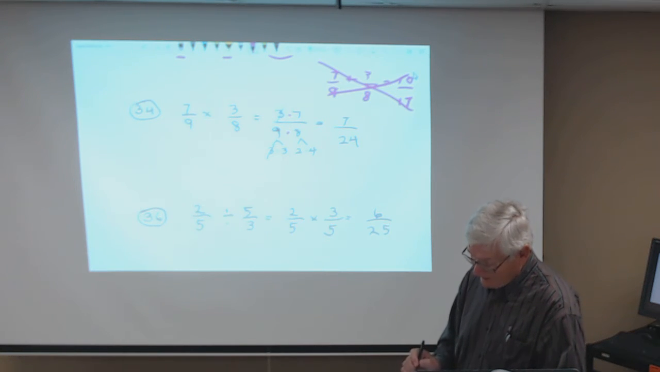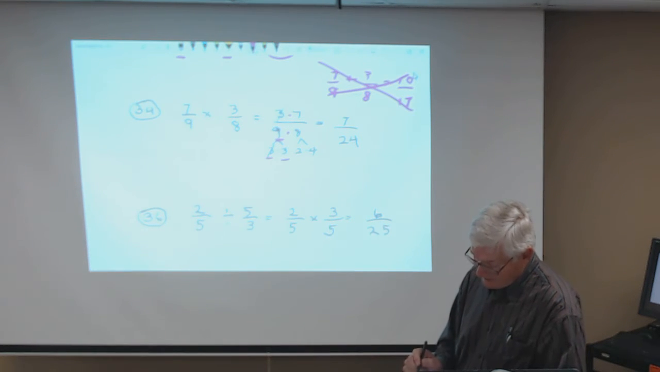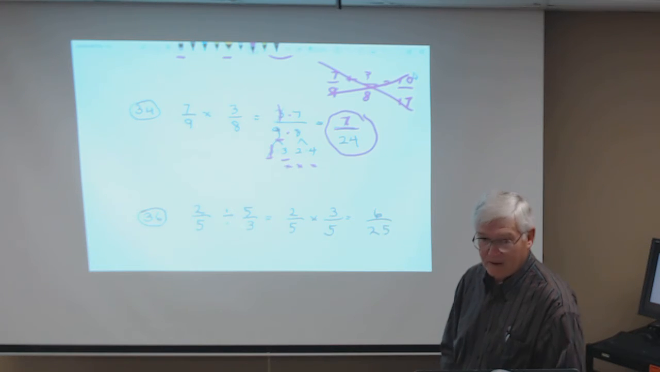And so now, watch what I have. I have 3 times 7 over 9 times 8, but 9 is the same as 3 times 3, so I cancel out one of the 3's. And I'm left with 7 over 3 times 2 is 6 times 4 is 24. Do I see how that works?